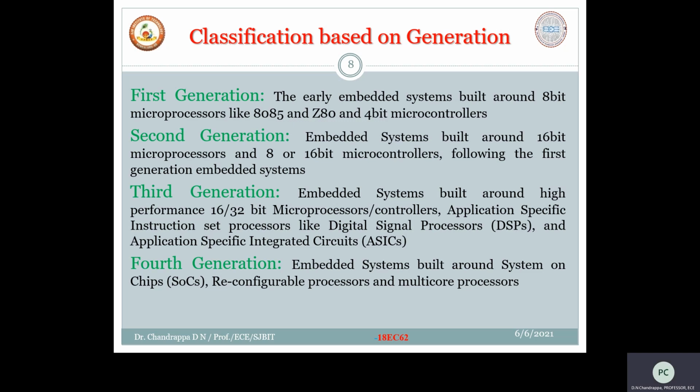And the last, the fourth generation. In the fourth generation, the embedded system is built around system on chip, SoC. And one more important thing, reconfigurable processors and multi-core processors are used in the fourth generation. It means that in the fourth generation, the embedded system is built around system on chip, reconfigurable processors and multi-core processors. This is the classification based on generation.